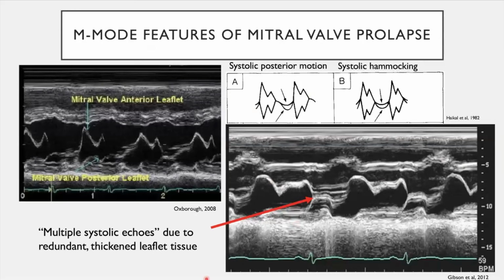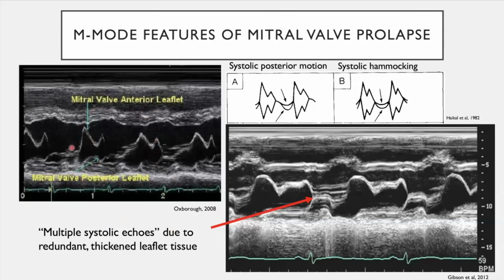Looking at some other echocardiographic features of mitral valve prolapse. M mode can be quite helpful to make the diagnosis. Here on the left is a normal M mode through the mitral valve leaflets, where normally in diastole we get the double hump, with the first hump being the early diastolic filling, and the second hump being the atrial kick.